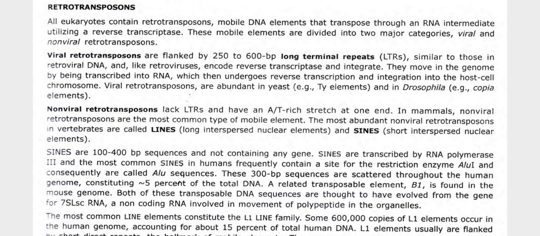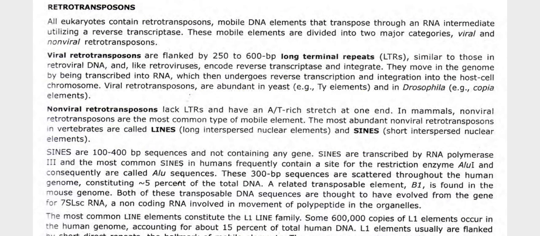These mobile elements are further divided into two main categories: viral and non-viral retrotransposons. Viral retrotransposons are flanked by 250 to 600 base pair long terminal repeats, or LTRs, similar to those in retroviral DNA, and like retroviruses encode reverse transcriptase and integrate. They move in the genome by being transcribed into RNA, which then undergoes reverse transcription and integration into the host cell chromosome. Viral transposons are abundant in yeast, the Ty elements, and in Drosophila.